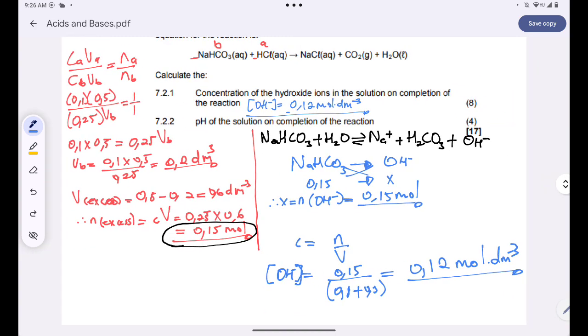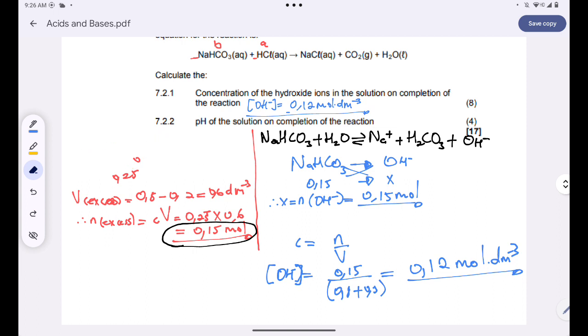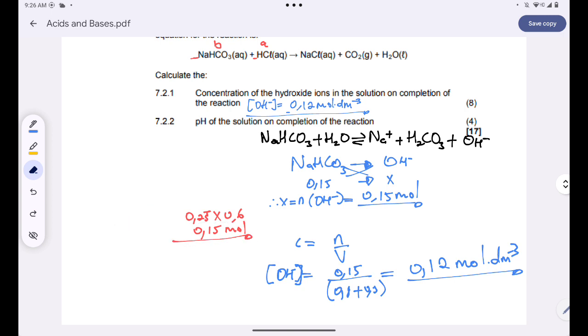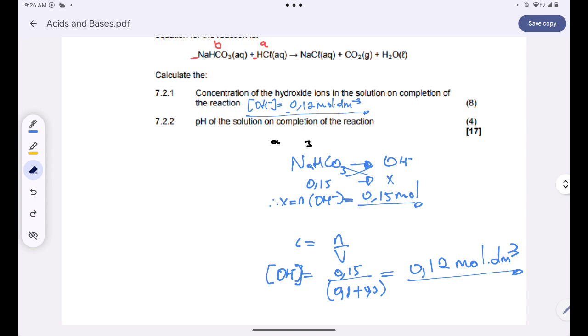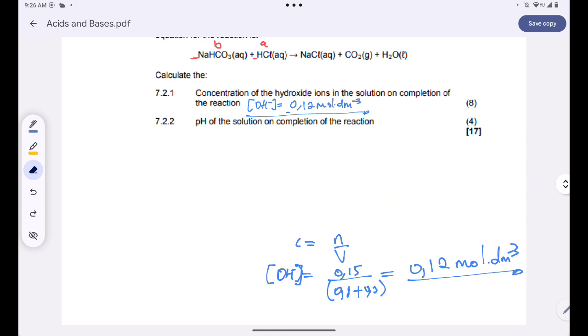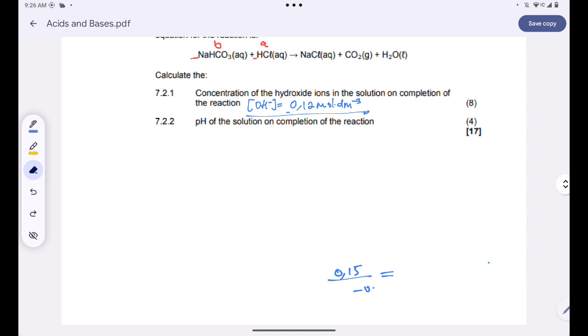Okay, the final question, they want us to calculate the pH of the solution on completion of the reaction. The pH will be determined by the concentration of hydronium ions, right? But right now we have the concentration of the hydroxide ions. There are two ways to do this. We can either find the pOH and then find the pH, or use the ionization constant of water to find the concentration of the hydronium ions and then calculate the pH of the solution. It's one and the same thing.